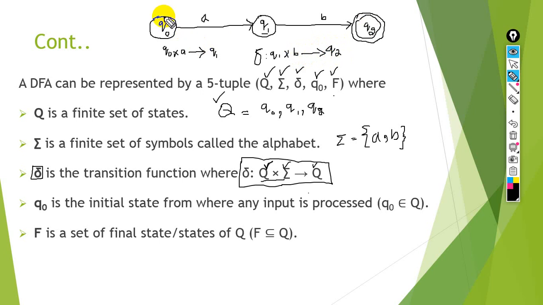Here, for example, we have another transition, which is a loop on B. How will we represent this transition? This transition is represented by small sigma, Q0 multiplied by B, where the input is B, moving toward the same state Q0. It is just like this.